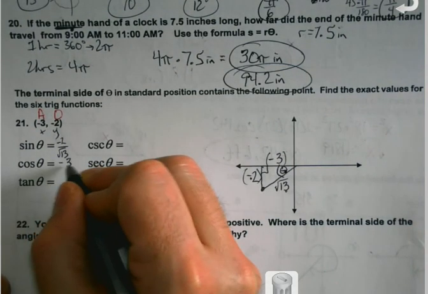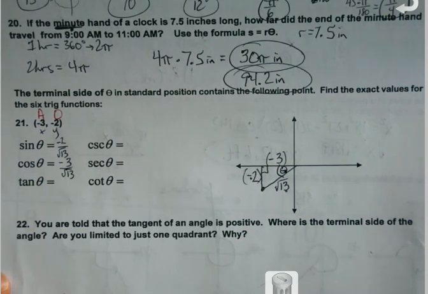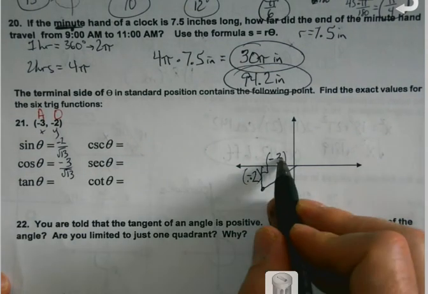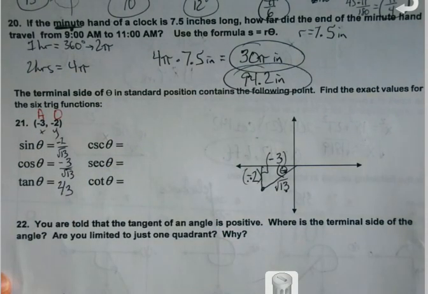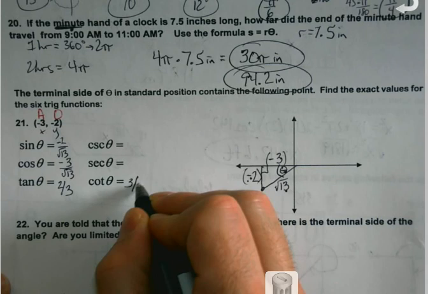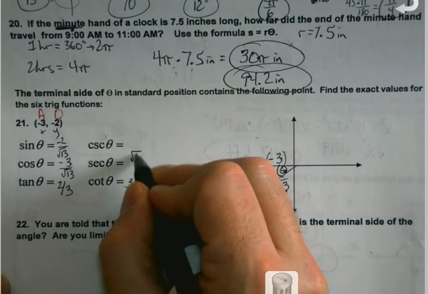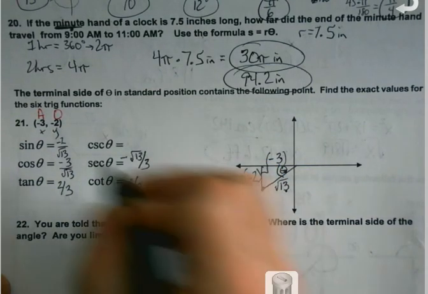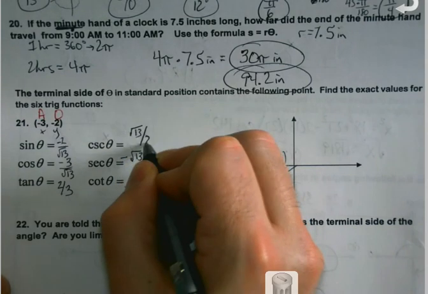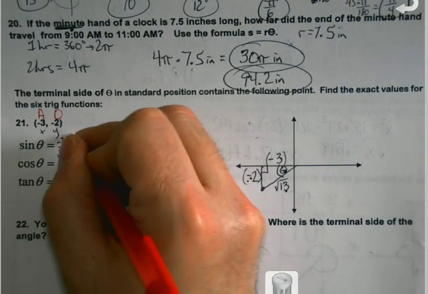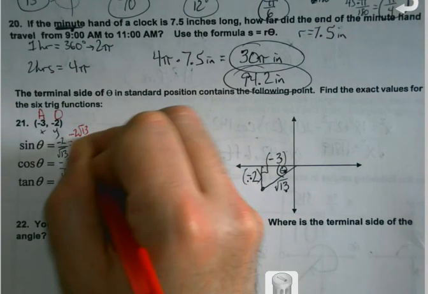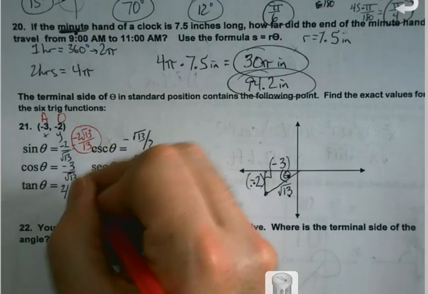Cosine, negative 3 over the square root of 13. Tangent is opposite over adjacent, which would be 2/3. And the reason, again, I haven't changed these yet, is because now I can just take them and flip them over. Notice the only two I have to fix are sine and cosine, which won't take long because I'm just going to multiply the numerator and denominator by the square root of 13. And when I do that in the denominator, it gets rid of the radical, and I'm happy.